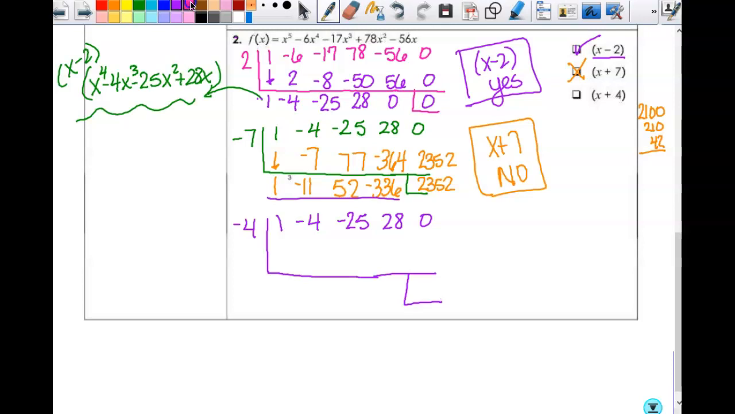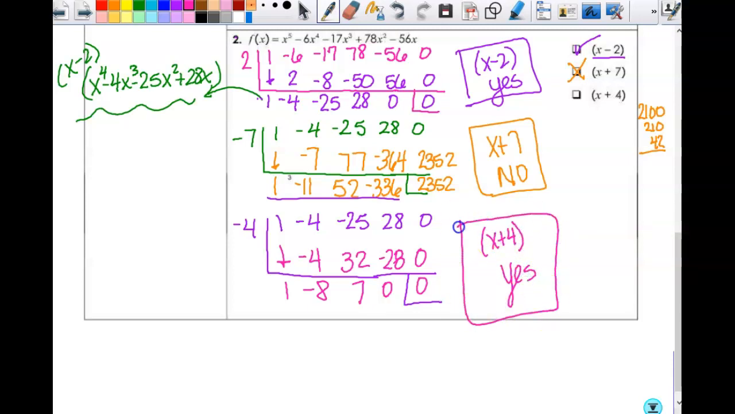Then I'm going to run through this, so this will give me 1, -4, -8, 32, 7, -28, 0, 0, 0. So that means that x plus 4 is a yes.